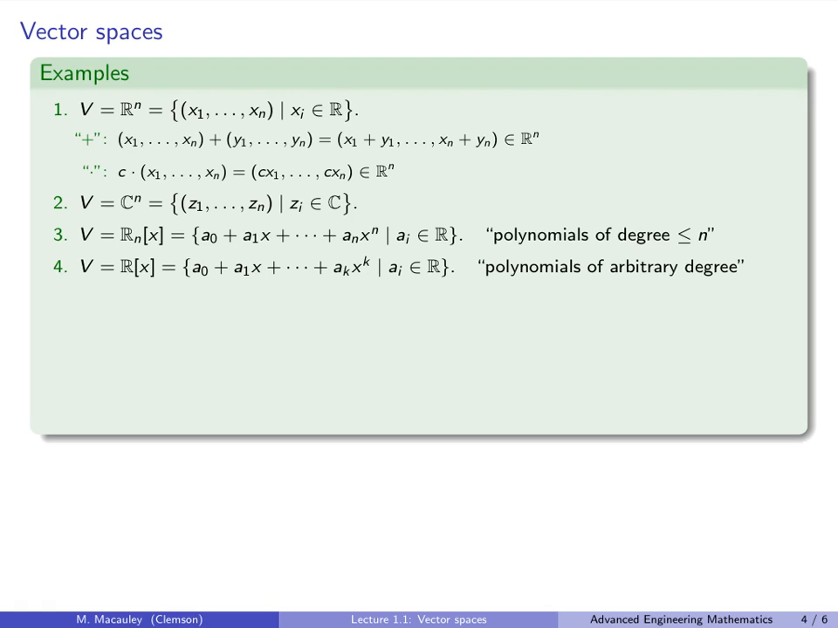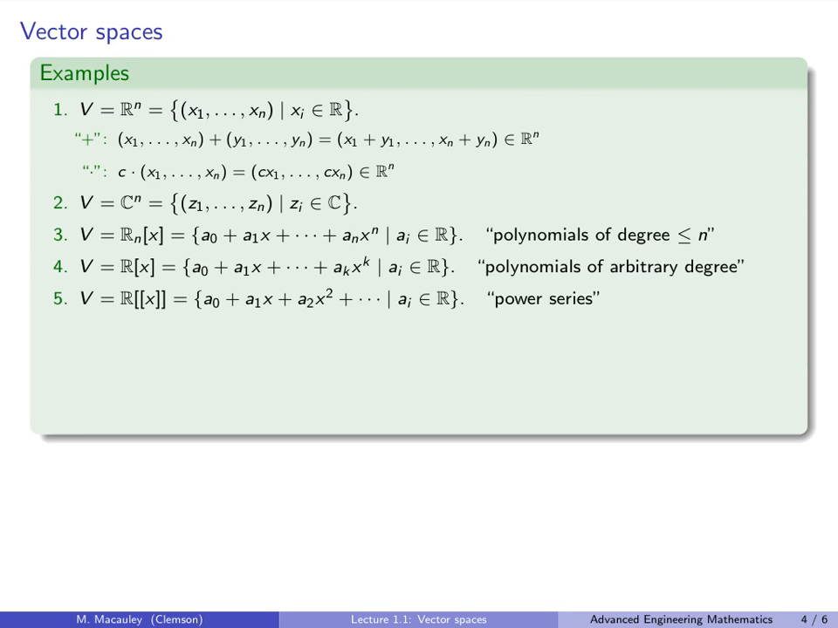Here's another example. Let's drop the degree less than or equal to n condition. Now let's look at polynomials of arbitrary degree. That's a vector space as well. We'll see shortly that this is an infinite dimensional vector space. Now, we haven't defined what dimension means, but hopefully that makes sense that this is infinite dimensional because you can have polynomials of arbitrary degree. Clearly, these things are closed under addition and under scalar multiplication.